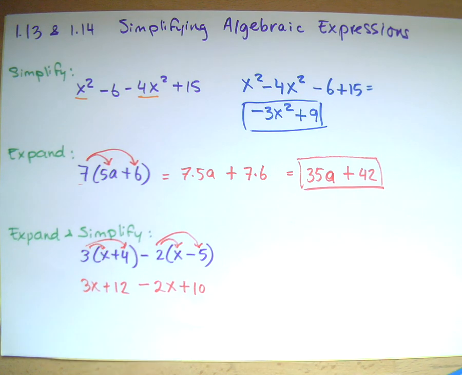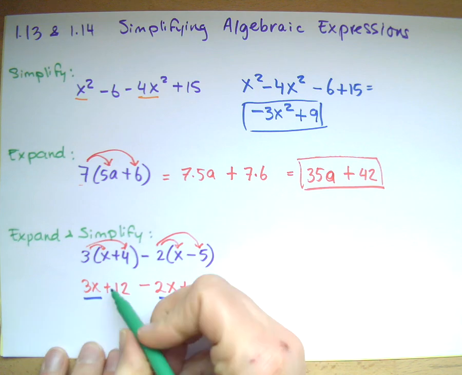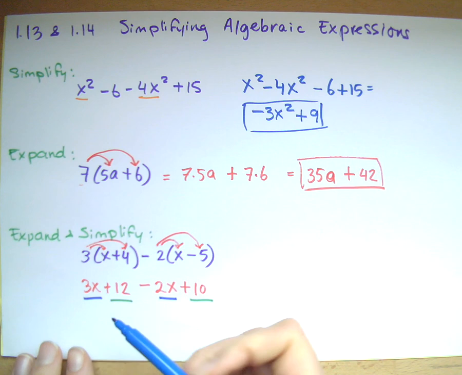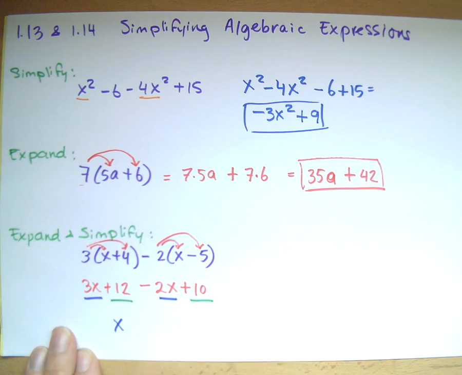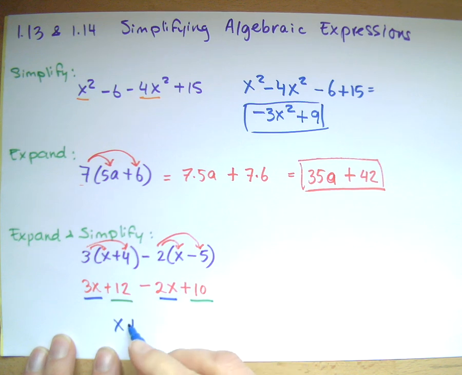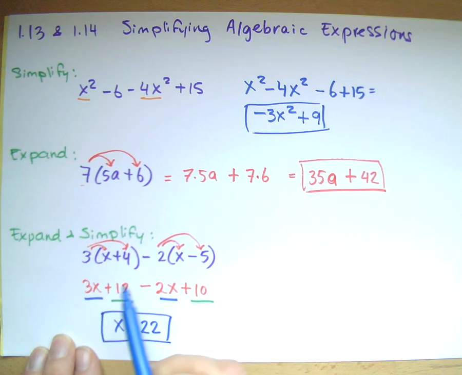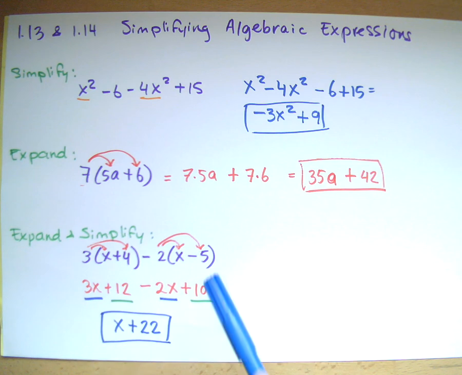Now we collect like terms. We're going to add the x's to the x's, and we're going to add the loose numbers to the loose numbers, which gives us 3x minus 2x is 1x, right? Plus 12 plus 10 is plus 22. So we've just expanded and simplified. And this is much better looking than this big long thing.